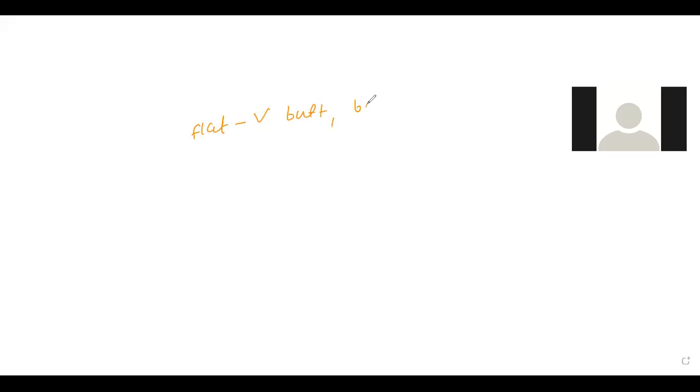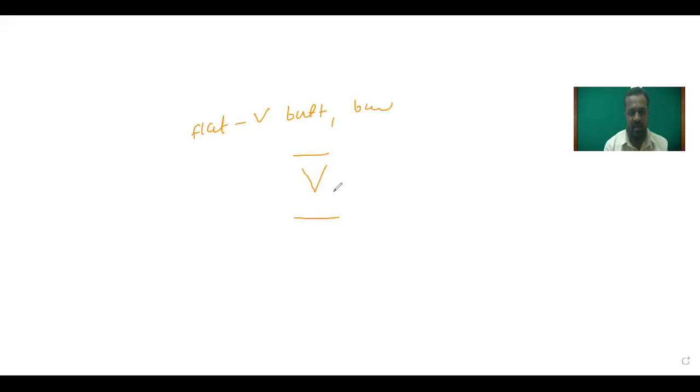Here I will draw once again. What they have given: flat, then V butt weld, and backing run. Okay, then we have to draw the symbol for the V butt weld. So this is the flat. This is the symbol for the backing.